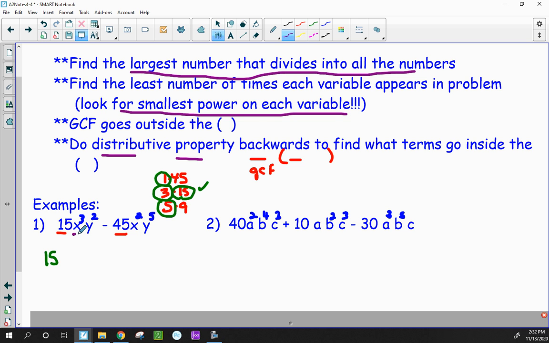So let's focus on the x's right now. We've got x to the third and we've got x to the second. This term has 3 x's multiplied together, and this one only has 2. So what they both share is x to the second. 2 is smaller than 3, so you definitely want to pick that. Then we're going to take a look at our y's. We've got y to the second and y to the fifth. There are 2 multiplied here and 5 multiplied here. Both of them have 2 in common. So y to the second would be the common factor.